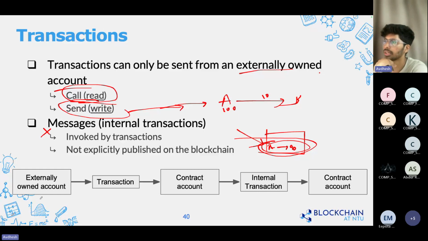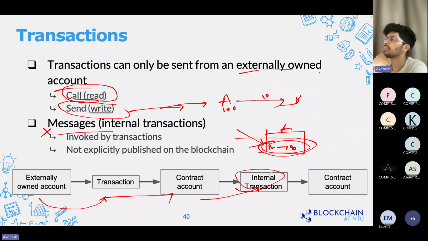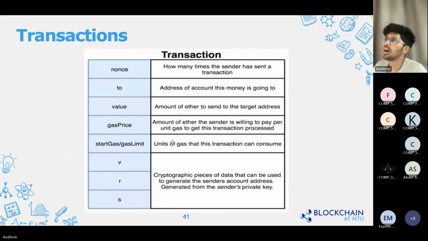So it goes from your wallet as a transaction to a contract account. Then it does some internal transactions. Internal transactions are the messages. So this is actually changing the state of the account inside. When Alice had 100, now she has 90. So there's an account change, right? And then after that, it will go to the contract account again. So this is the user flow.